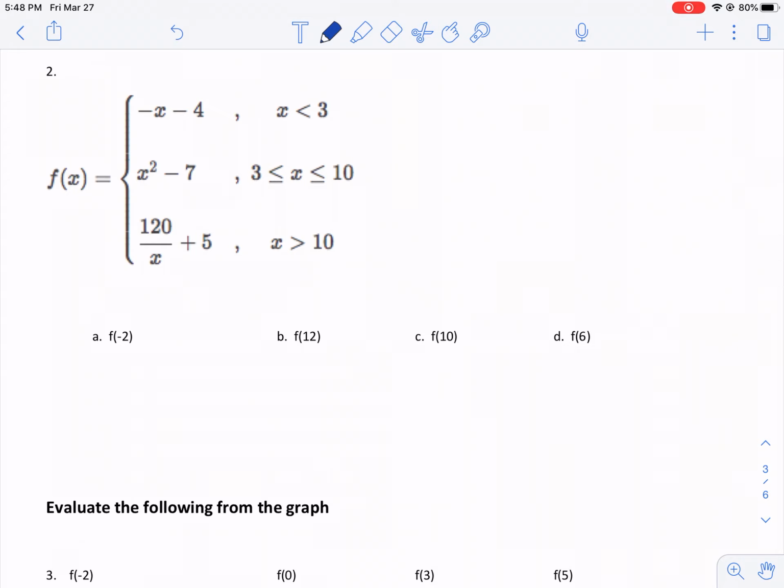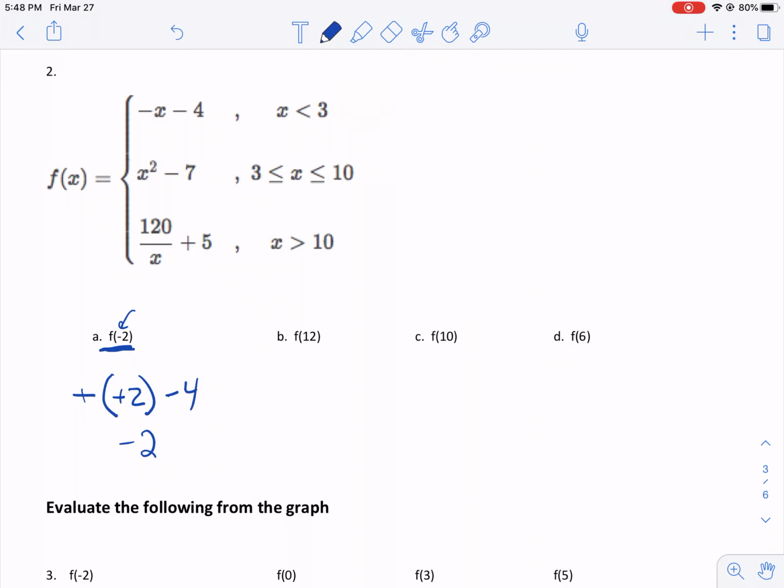Number 2. More of the same, except this time our function has 3 pieces. Again, you will never plug it in to more than one piece. So evaluate f of negative 2. Our x value, our input, is negative 2. Check the conditions. Is negative 2 less than 3? Yes, it is. So we're going to plug it into that piece. We have a negative x, that's where I put my negative 2, minus 4. The double negative becomes a positive. Final answer is negative 2.